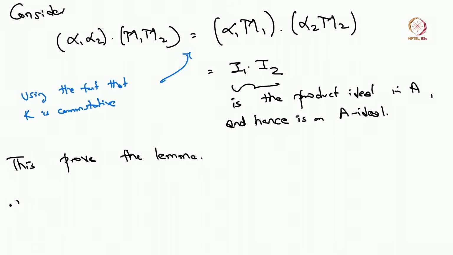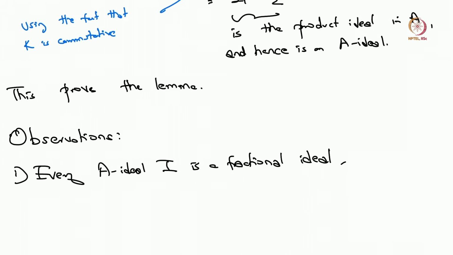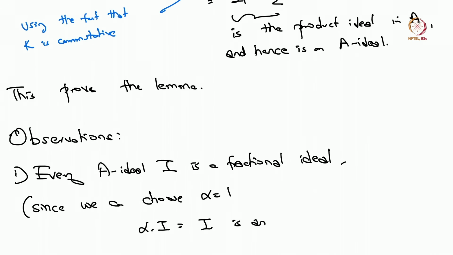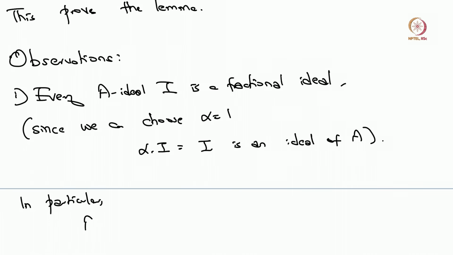Now just a few observations. Every A ideal, say I, is in fact a fractional ideal, since we can choose alpha to be 1, and then alpha times I is just I, and this is an ideal of A. And so in particular, the whole ring A itself is a fractional ideal.